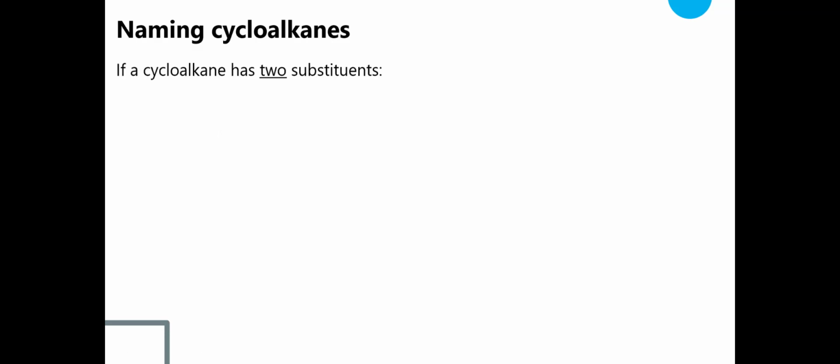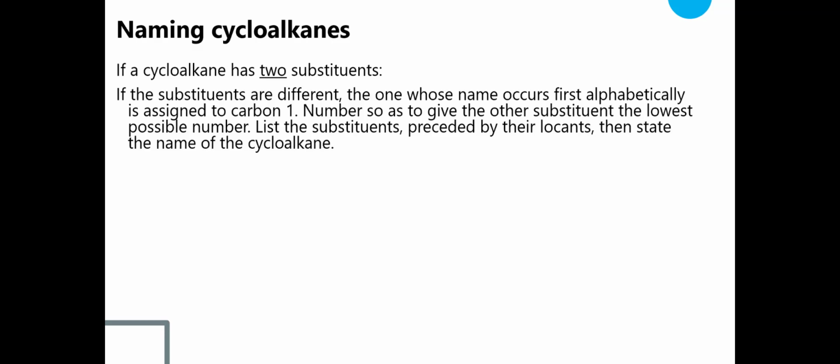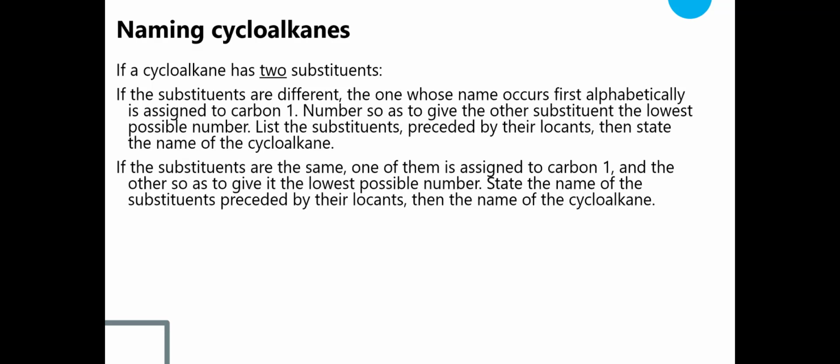If there are two substituents, it becomes a little more complicated. So if the substituents are different, we're going to have to decide which one comes first by simply using the alphabet. So whichever one comes first alphabetically is assigned to carbon number 1, and then we number around the chain to give the other substituent the lowest possible number. And then, just like we did with acyclic alkanes, we list the substituents in the front of the name, preceded by their carbon number or locant, and then we say the name of the cycloalkane.